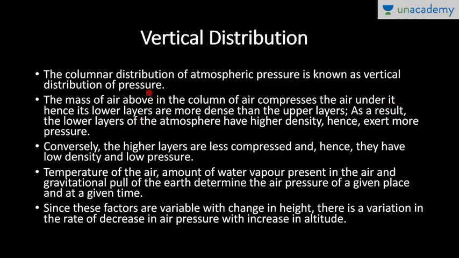Hence the lower layers, that is the low altitude region, will have more dense layers than the upper layers, right? And as a result, the lower layers of the atmosphere have higher density and high pressure. On the contrary, the higher layers are less compressed, that is why they have low density and low pressure. So as we move up the mountain, the pressure gradually reduces, and as we move down the mountain, the pressure increases.